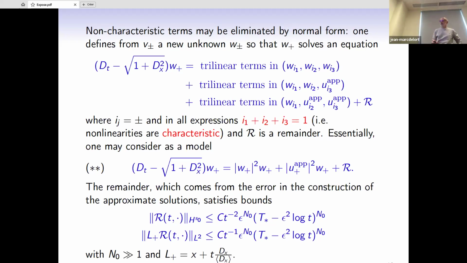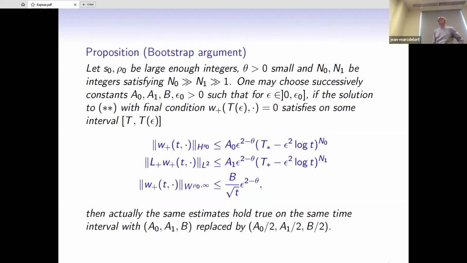And so I guess that because my time is essentially over, I shall not explain much of the rest of the proof. I shall just say that you have to make a bootstrap argument in order to prove for your solutions a priori estimates: a Sobolev one, an L2 one for the action of L plus and W plus, and a dispersive decay saying that your W plus decays like one over the square root of t.